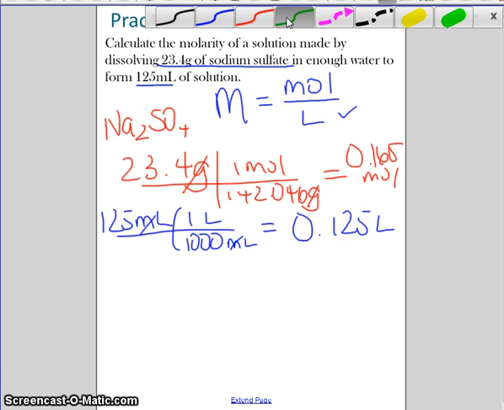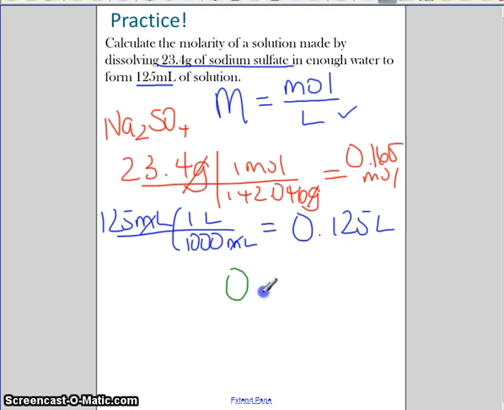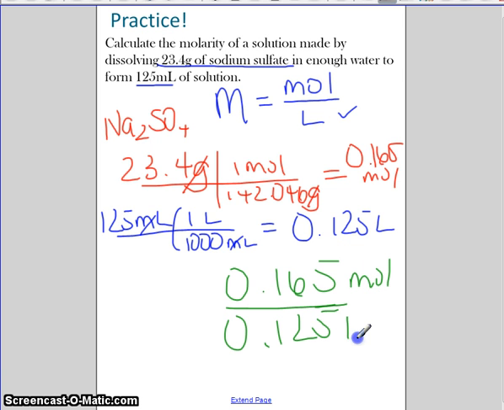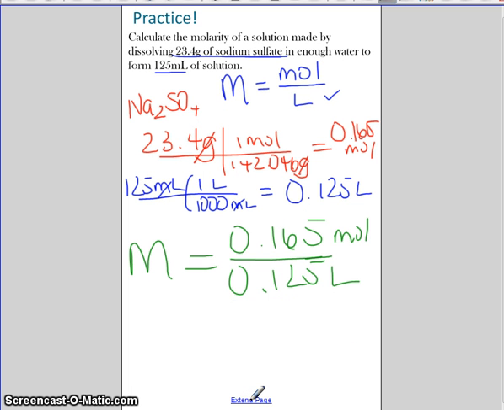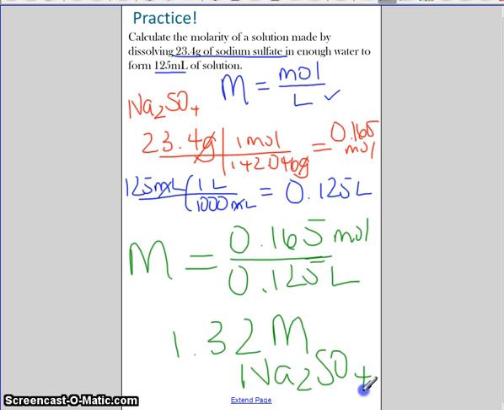Okay, so now I've calculated the moles. So I have 0.165, going back to our original equation, over 0.125. This is mole per liter. And that's equal to molarity. Okay. When you calculate this out, the answer happens to be 1.32. And the capital M, in this case, when we're using it as a unit, it's referred to as molar. So 1.32 molar sodium sulfate.